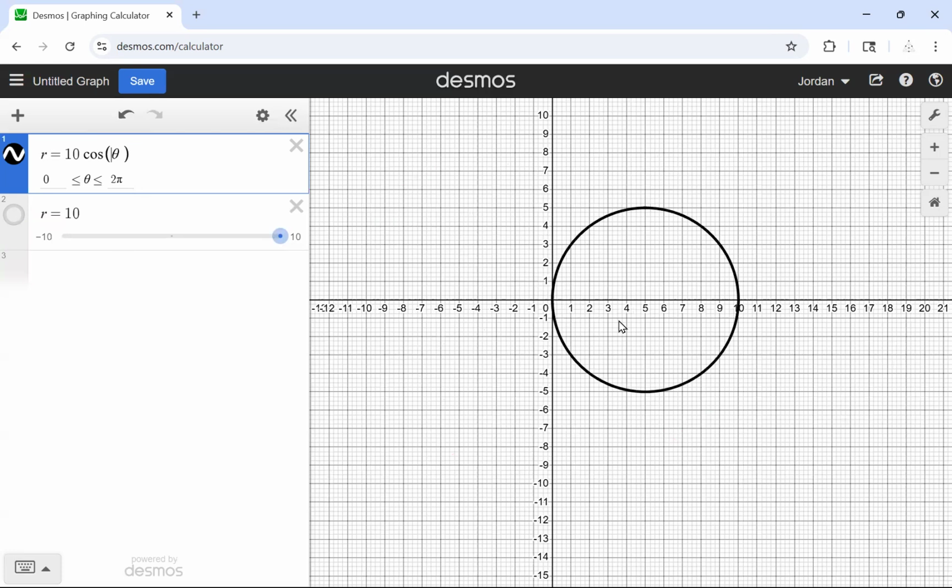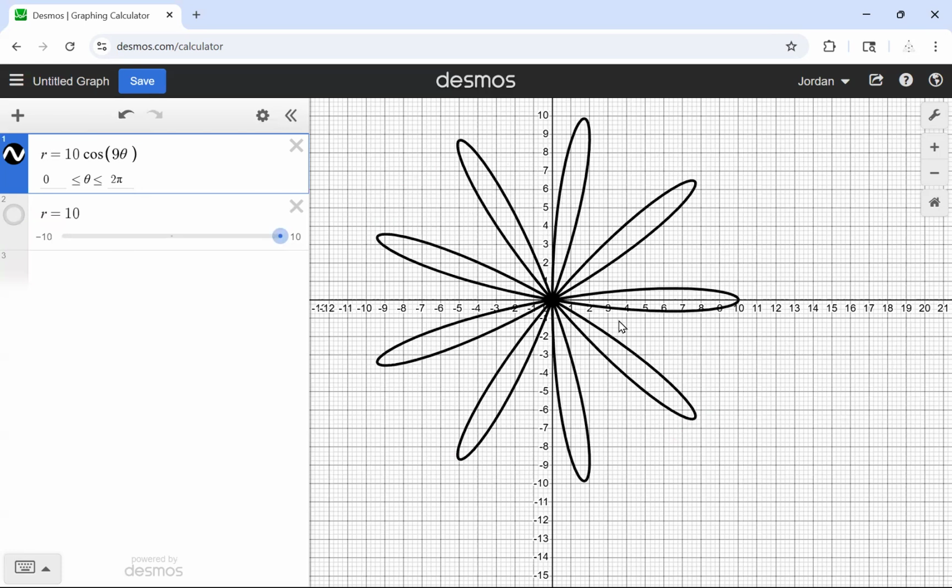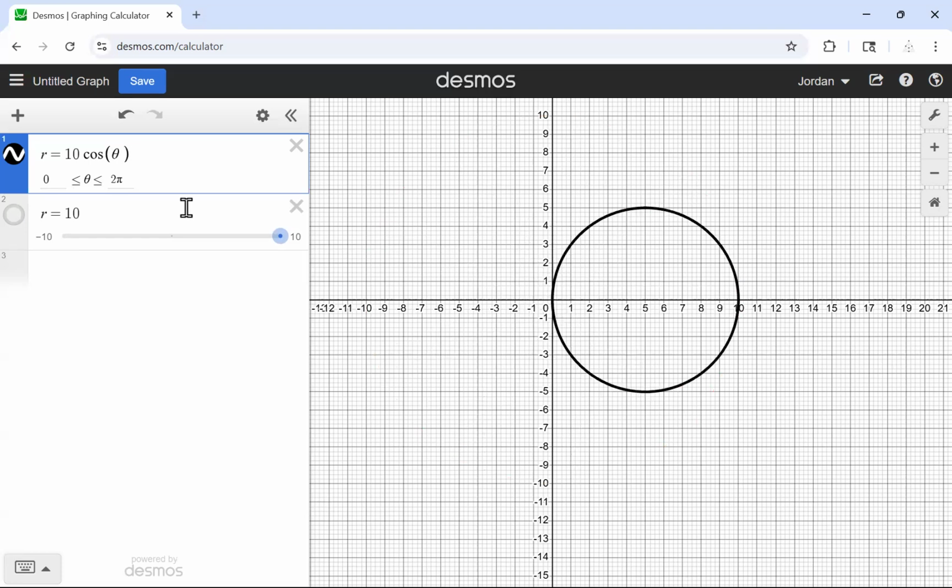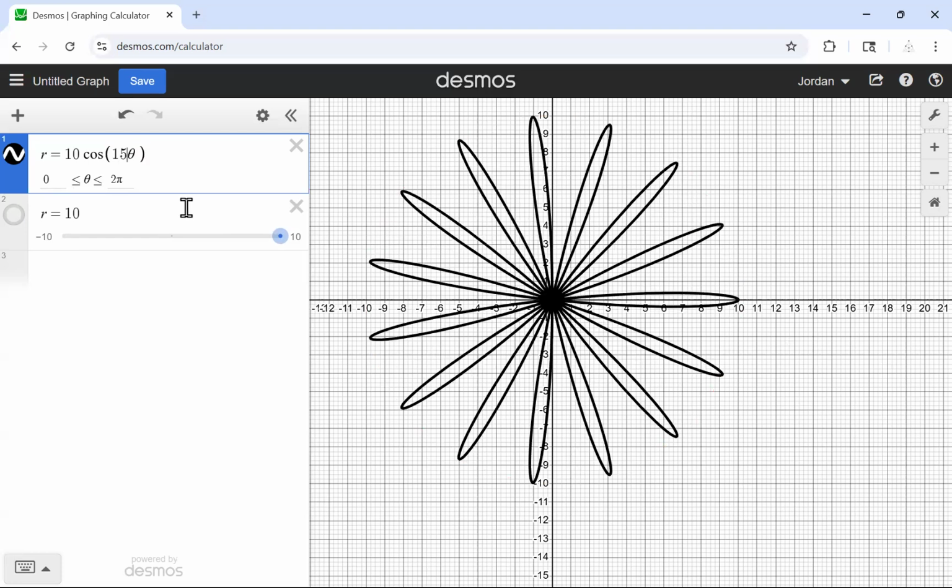What if I switch the 7 to a 9? Well, I get a 9-petal flower. All, again, since I have a coefficient of 10 there, all within the circle of radius 10. All those petals are drawn within that circle. And you could get really crazy on this. Let's say we go 15 theta on the inside of our argument. We'd end up with 15 petals.